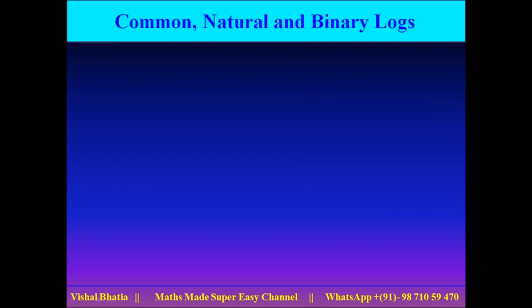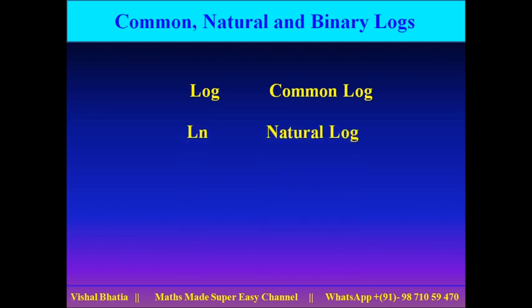What are common logs, what are natural logs, and what are binary logs? The common log is represented by these three letters, log. The natural log is represented by the two letters ln, and binary logs are logs to the base 2, and they're represented by lb. And interestingly, binary logs have an application in the world of music, and Euler was the one who used binary logs quite a bit.